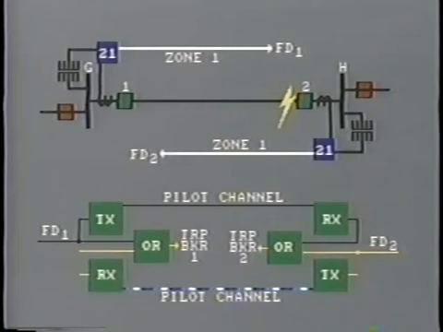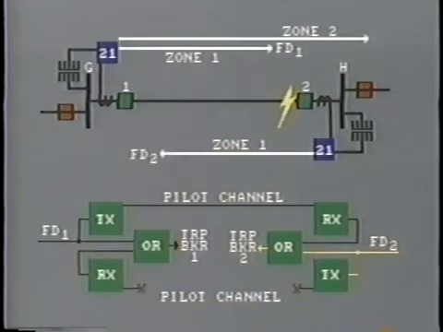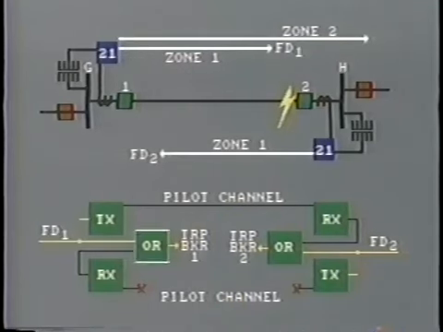However, if the communication channel fails and the fault detector at 1 operates after a time delay, then that will pass through this box to trip the breaker.